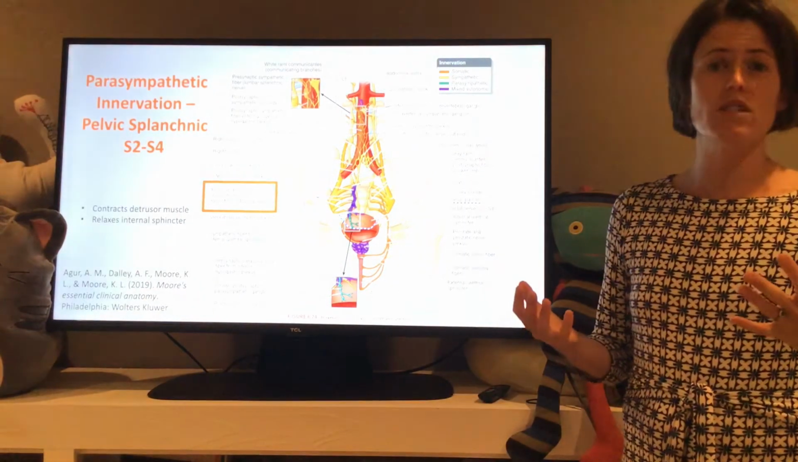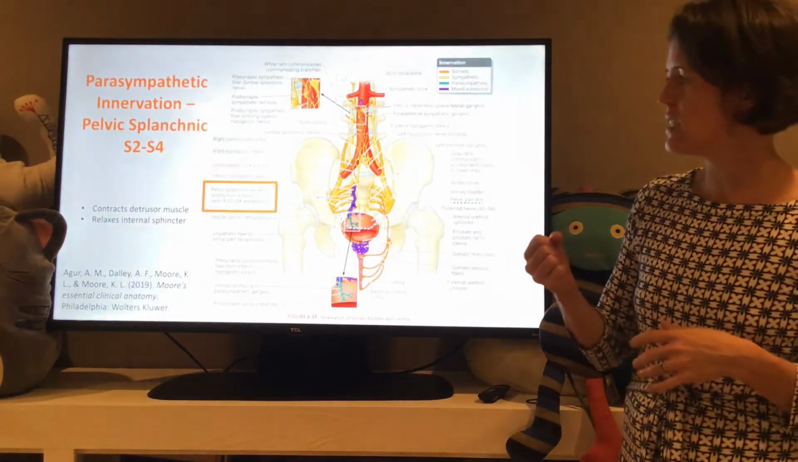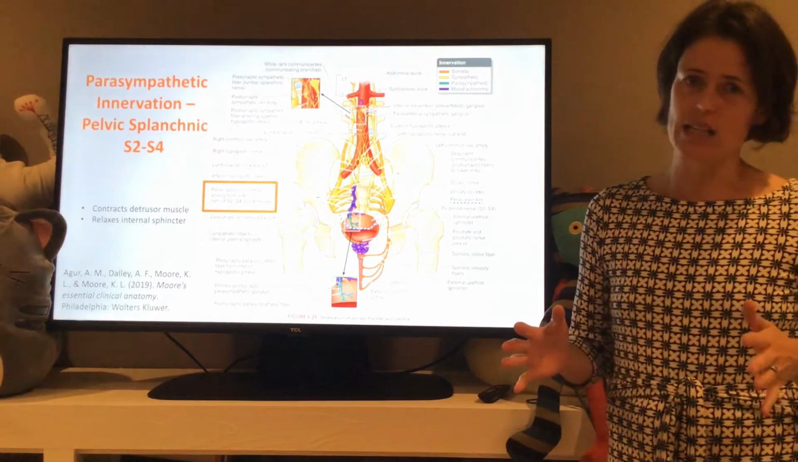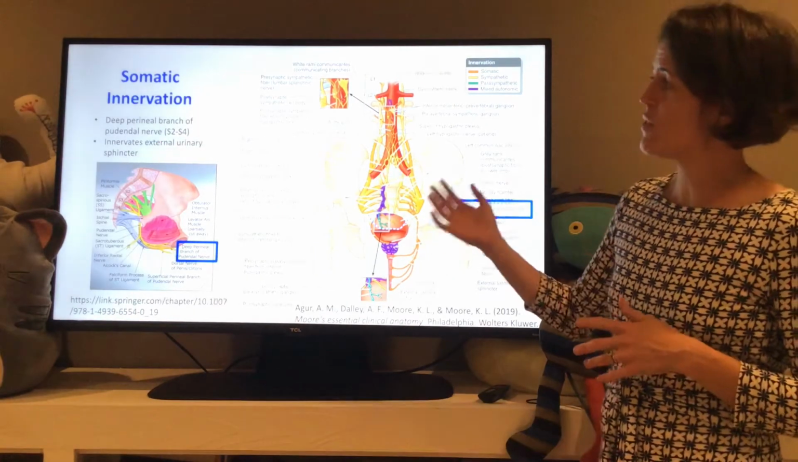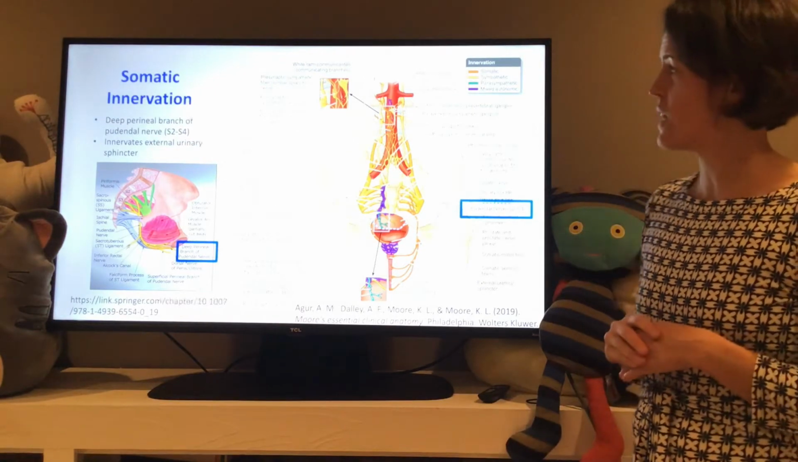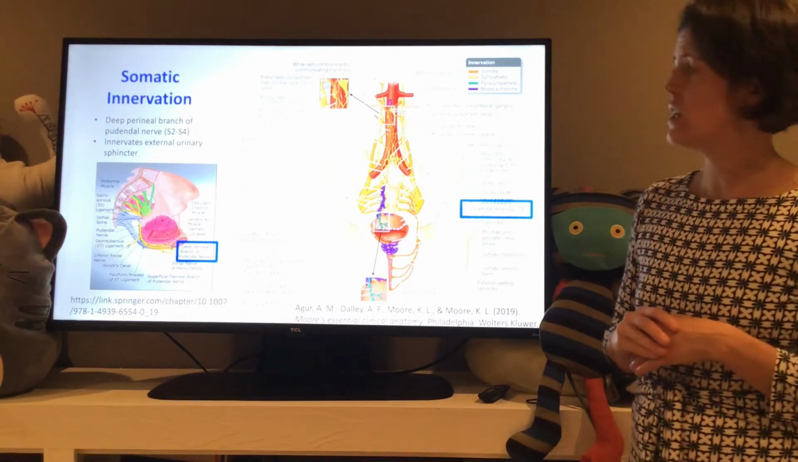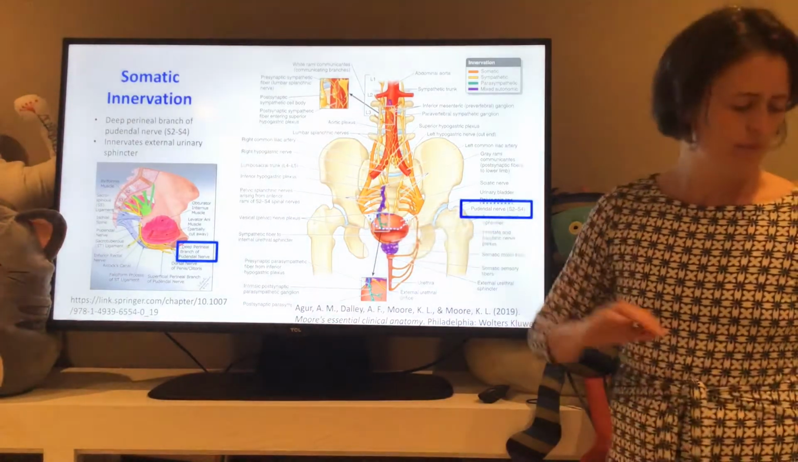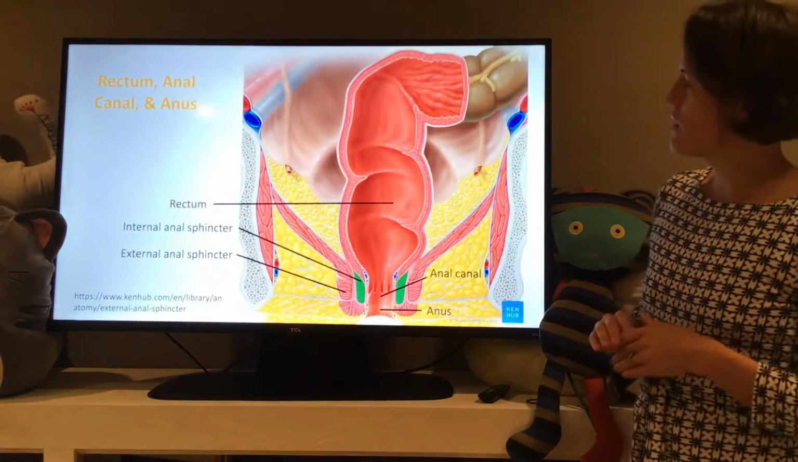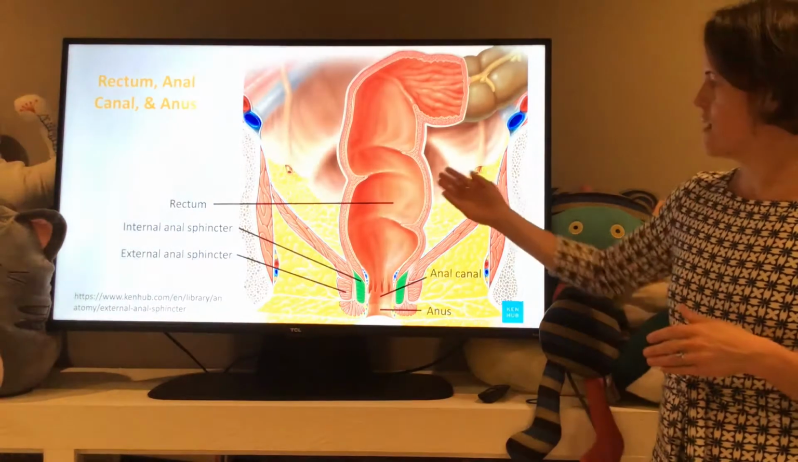Parasympathetic innervation, on the other hand, occurs via pelvic splanchnic nerves arising from S2 through S4, and these nerves stimulate urination by contracting the detrusor muscle while relaxing that internal sphincter muscle to allow urine to flow. Finally, somatic innervation to the external urethral sphincter occurs via the deep perineal branch of the pudendal nerve arising from S2 through S4.